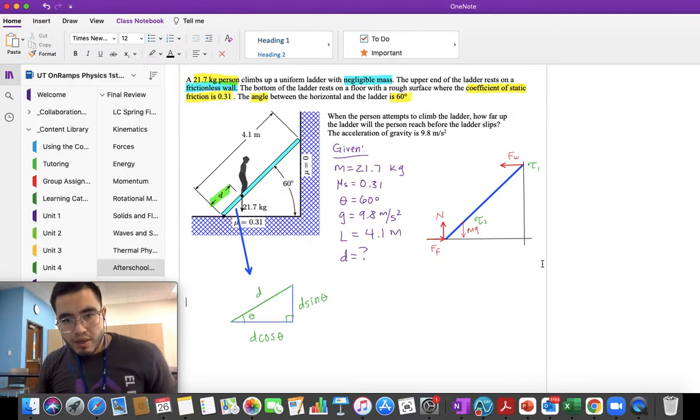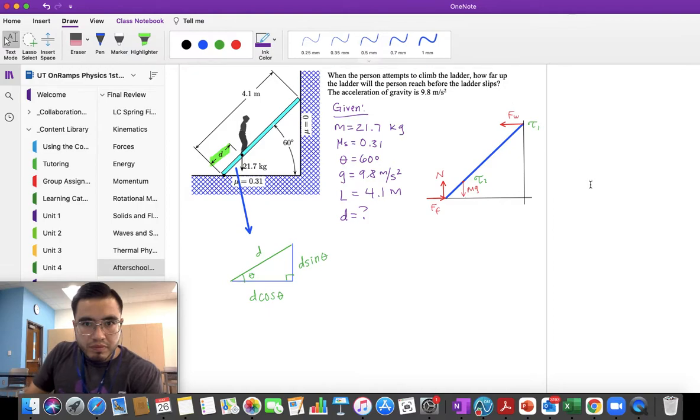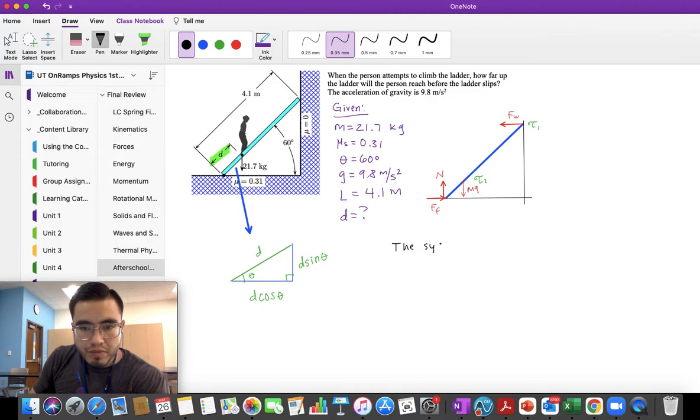Okay, so now the next part, we have to sum the forces, account for all the forces present. Now the system is not moving at this point, right? So everything's in static equilibrium. So let's write it down. The system is in static equilibrium.